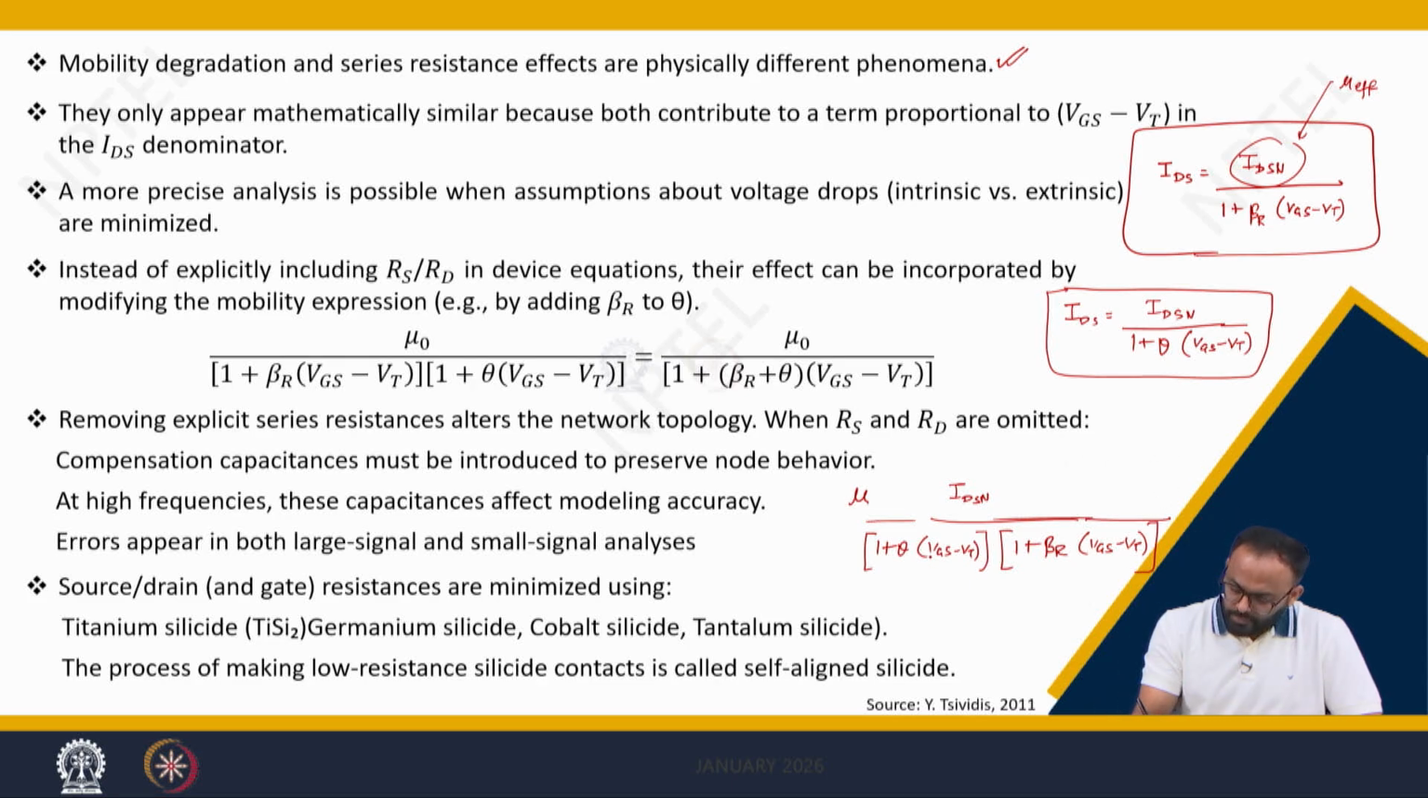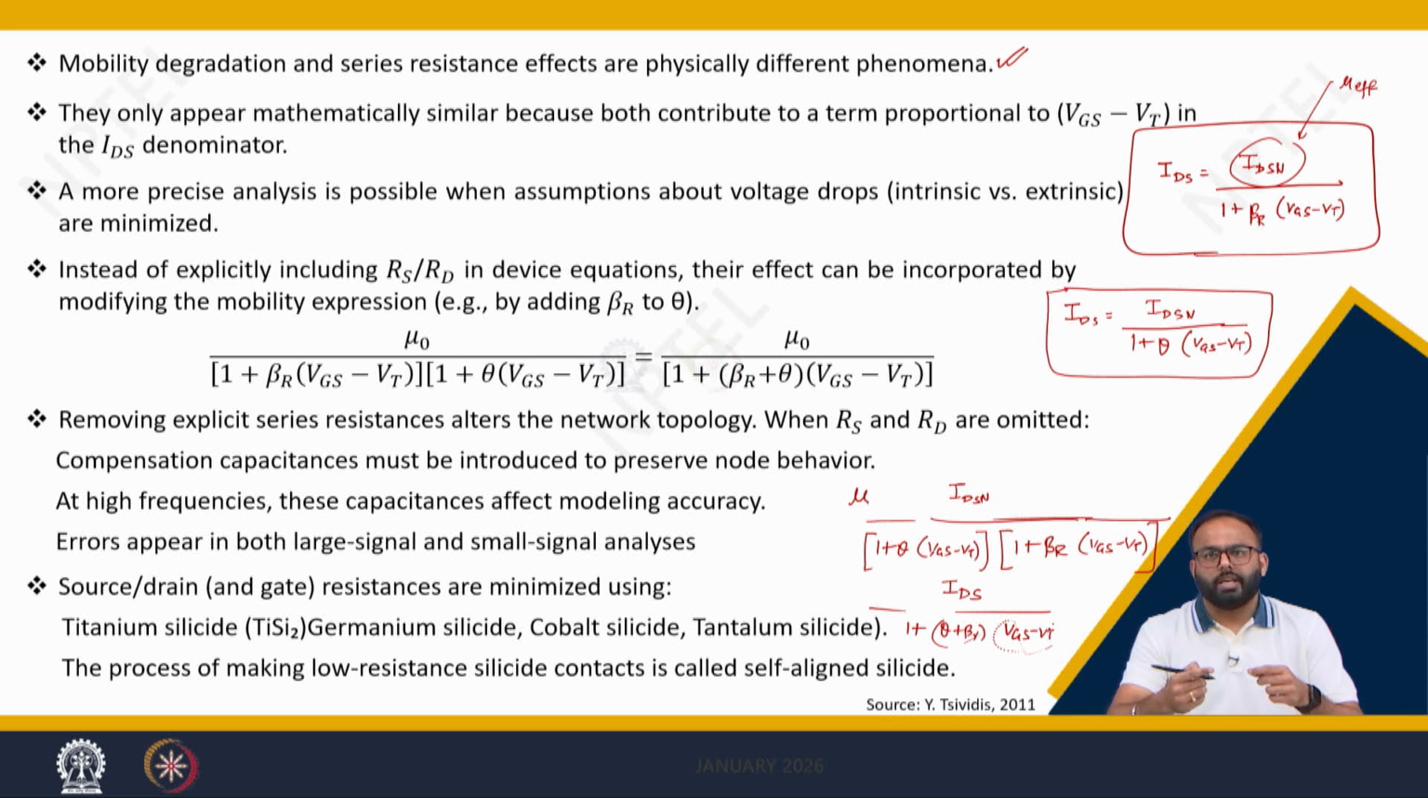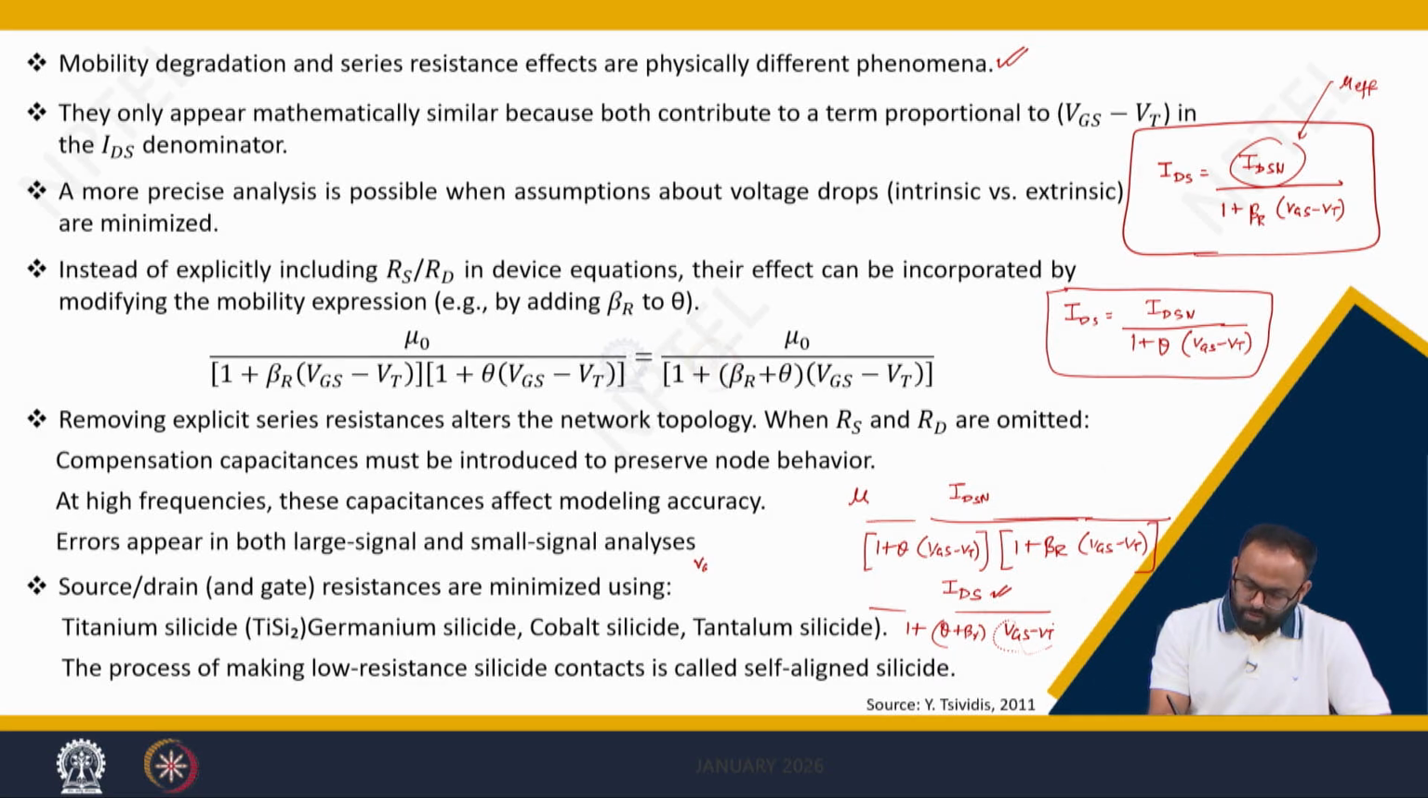Considering again, to remove the higher order term, you can simply denote it as 1 plus theta plus beta R into Vgs minus Vt. This equation also says that when you include the mobility effect term as well as the extrinsic component, the current is no longer valid as a square law term, right, because IDS in saturation was given by Vgs minus Vt whole square. However, because of this term, Vgs minus Vt is coming in the denominator and it is linearly dependent on Vgs minus Vt.